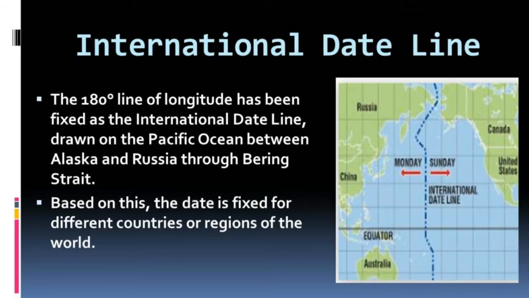International Date Line. The 180 degree line of longitude has been fixed as the International Date Line, drawn on the Pacific Ocean between Alaska and Russia through Bering Strait. If a person crosses this line from the west to east, he loses a day. On the other hand, when he crosses from the east to west, he gains a day. Based on this, the date is fixed for different countries or regions of the world.